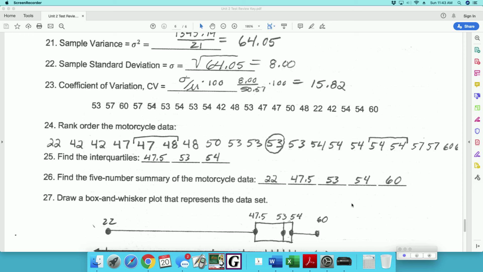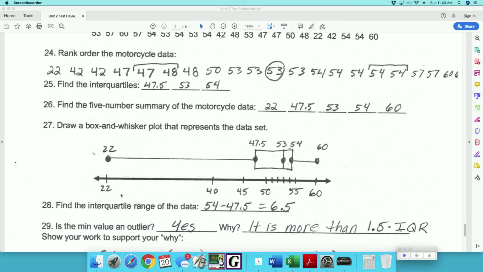Number 27 is to draw a box and whisker plot. So what we do is we plot our 5 number summary on a number line. So make yourself a number line. Try to scale it properly. What I did is I put 22, the min, at the far left, the max at the far right, and then I put 40 in the middle, because 40 is about in the middle of 22 and 60. And then I broke this up until I got enough tick marks to show me where my different data is.